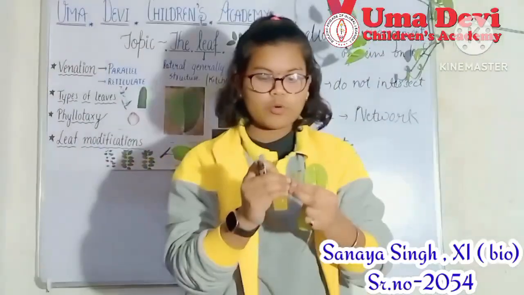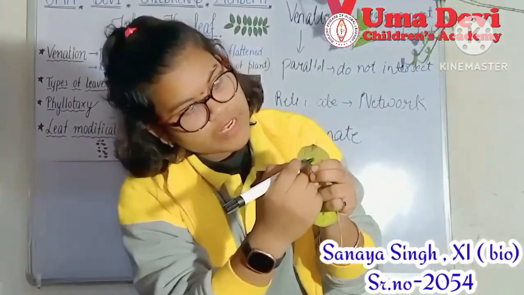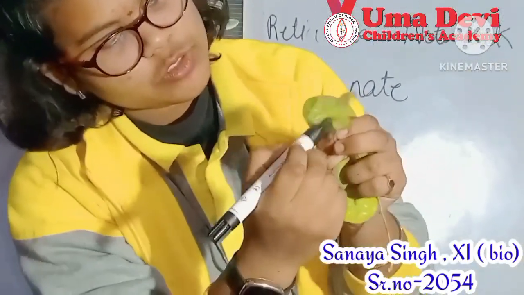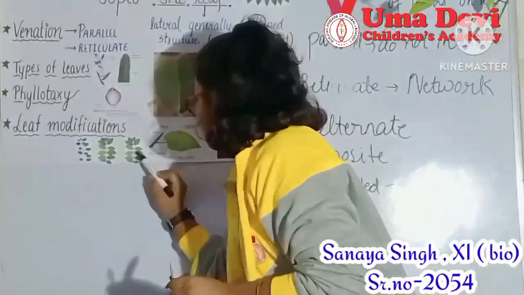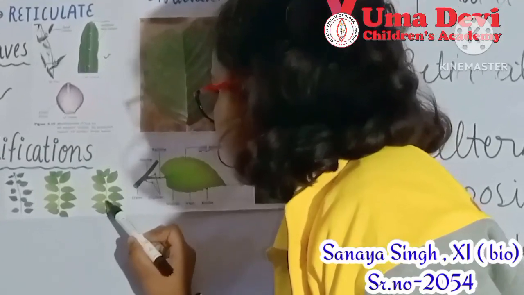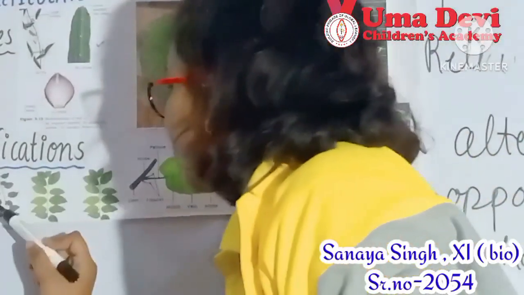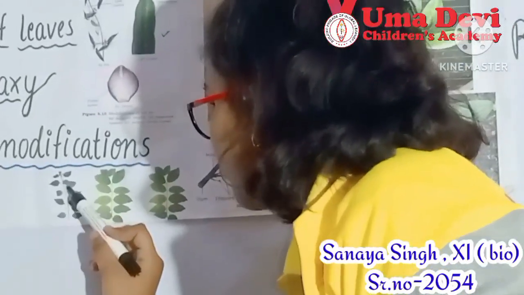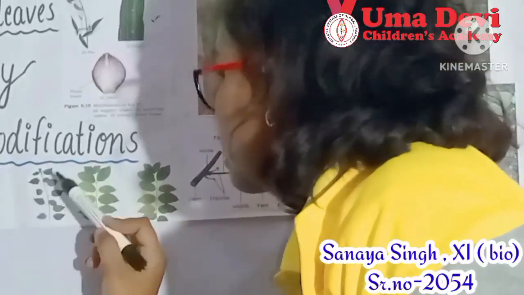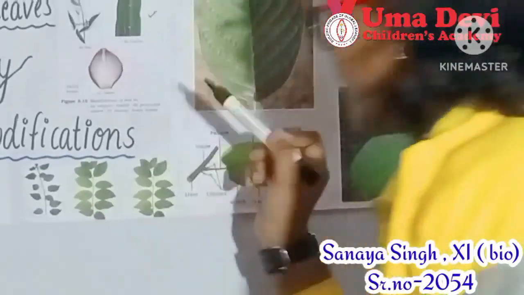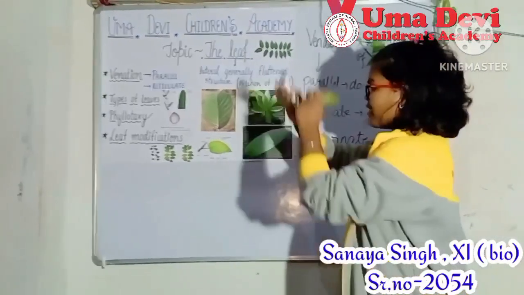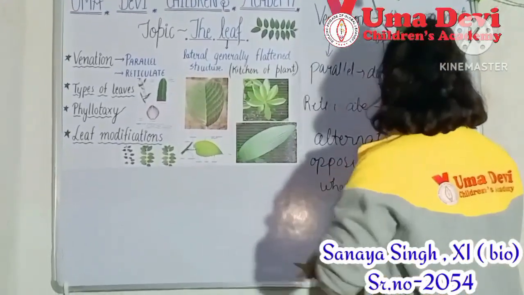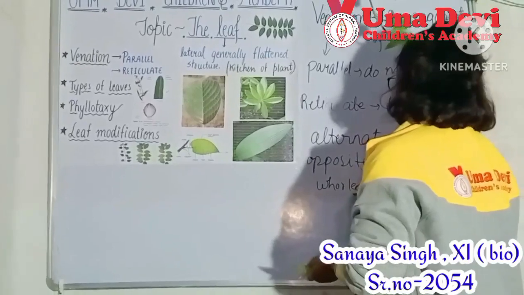What is the opposite? The two leaves are facing towards each other. See this and this. So this will be the opposite leaf. You can see here, this is the opposite leaf. See, two leaflets are facing towards each other. So this is opposite. And 1, then 2, then 3, then 4, then 5, then 6, so this is the alternate. This is the opposite. Next comes the whorled one. This is whorled, forming a whorl-like structure. So this is alternate, opposite, and whorled.